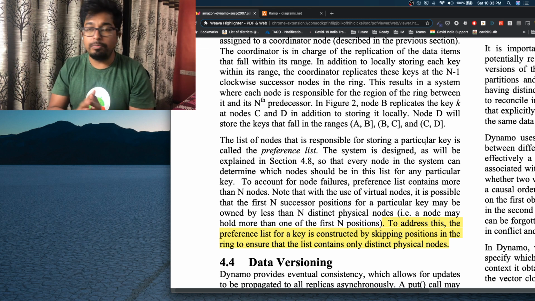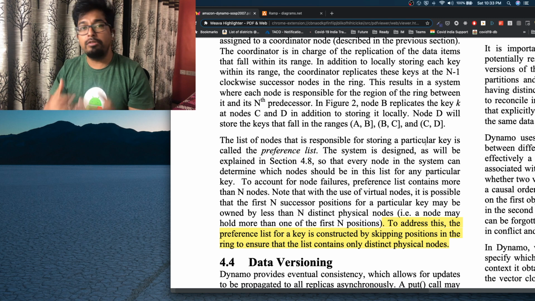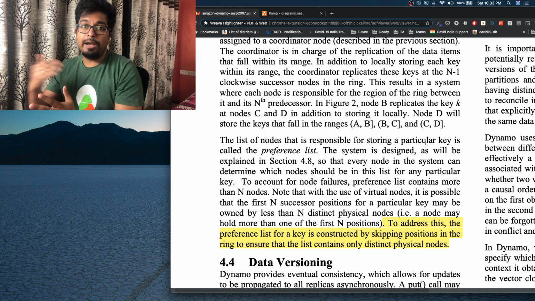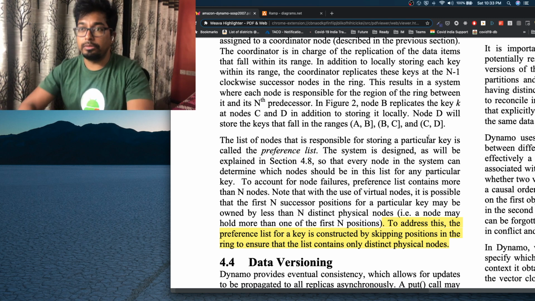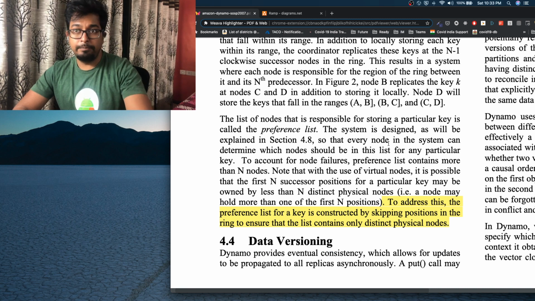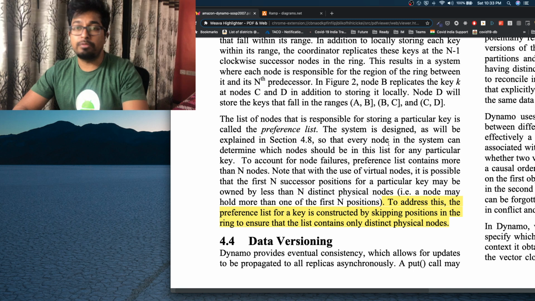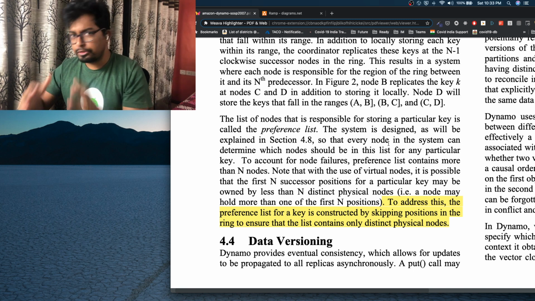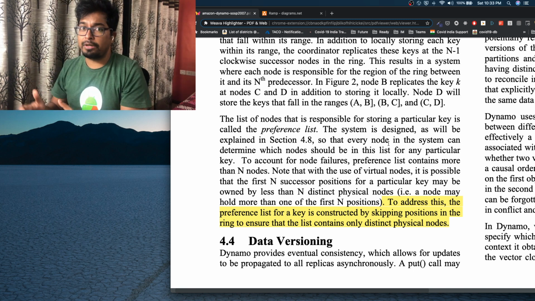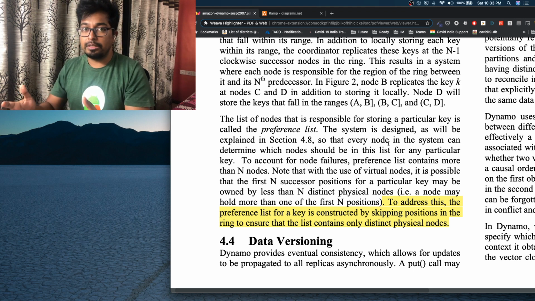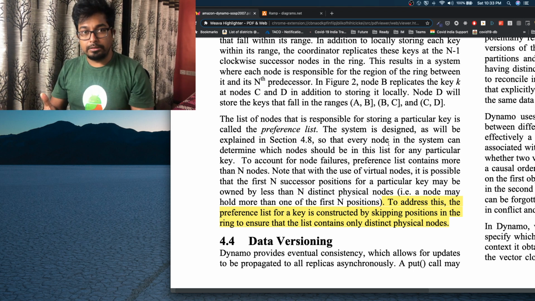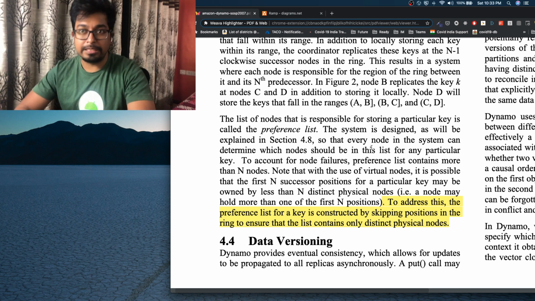And the coordinator node could be any node. It's not like some special node. It could be any node. It is just that the item on the top of the list is generally the coordinator node. The system is designed, as will be explained, so that every node in the system can determine which nodes should be in the list for any particular key. And we'll talk about it. So there is no central system which is keeping track of, hey, this key is in these machines. Everybody knows it. Everybody can handle that request. And we'll talk about the peer-to-peer aspect later.